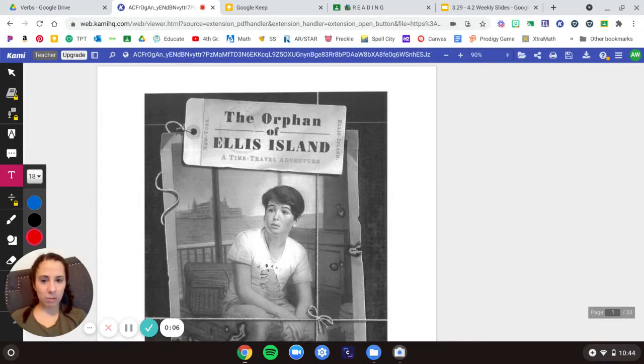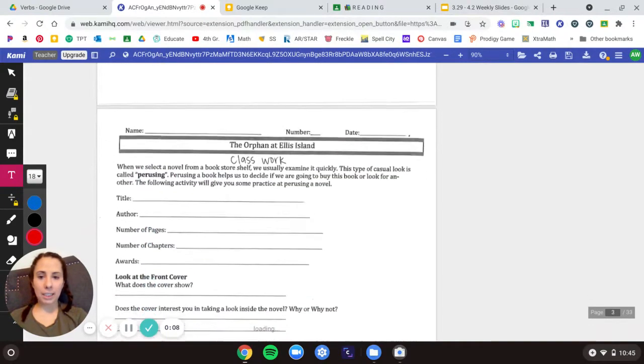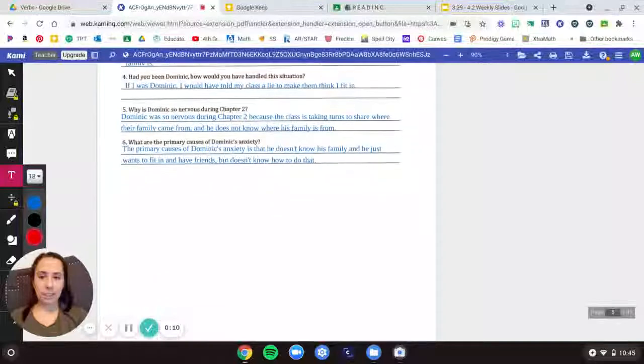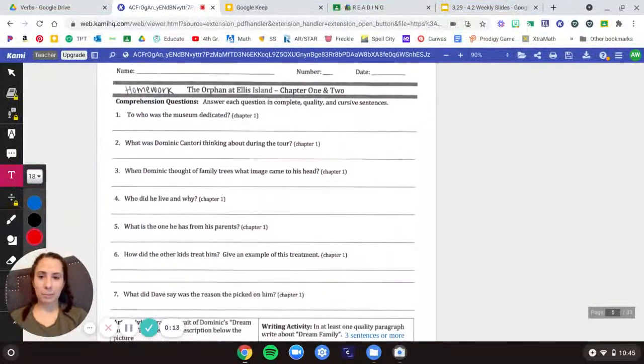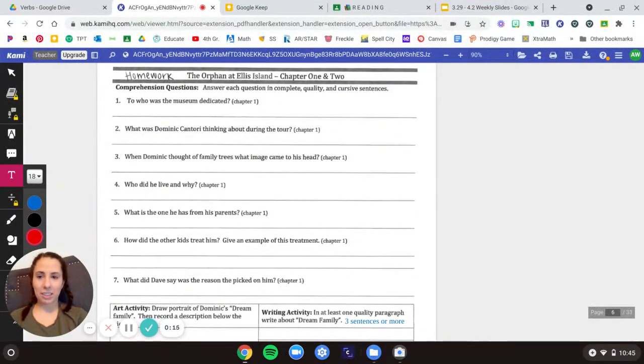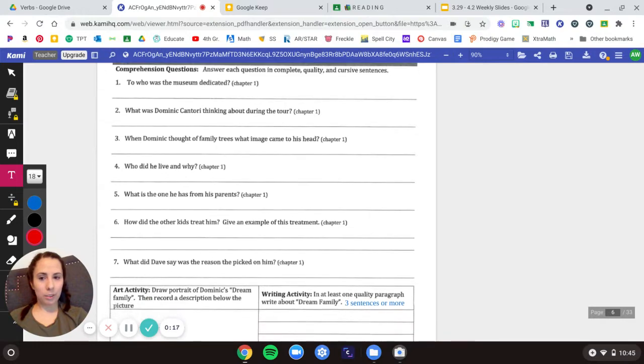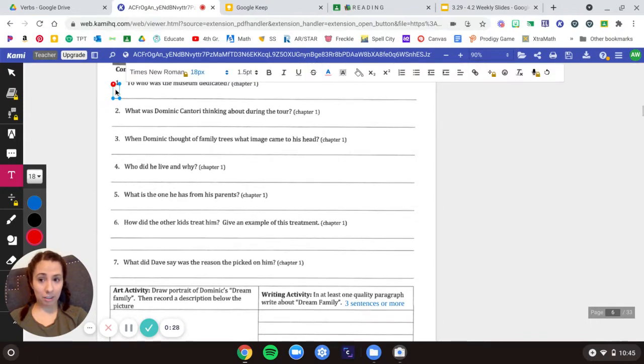So first, before we go on, we need to find our packet, and we need to find our homework from yesterday, chapter 1 and 2 questions. So let's take a look through those. Remember, you needed to answer in complete quality sentences, and I made the cursive optional. So as long as they are complete quality sentences, it's okay if they're not cursive.